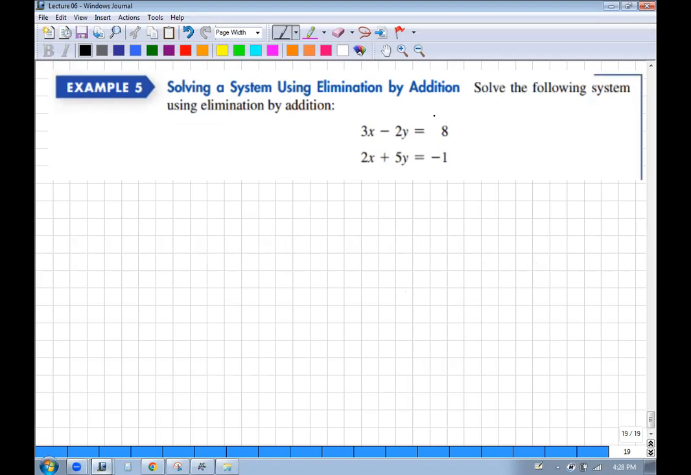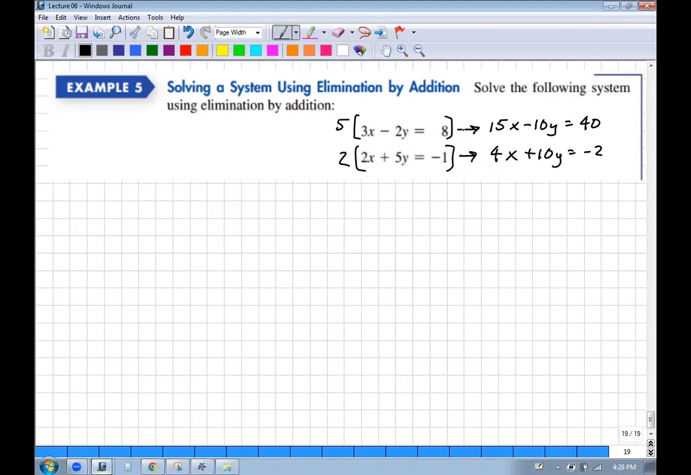I want to do elimination by addition. Well, if I add these, I'm not going to get rid of the x's. If I add these, I'm not going to get rid of the y's. So what I'm going to do is multiply everything here by 5, and everything here by 2. I'm going to get a new set of equations. I will get 15x minus 10y equals 40. And this one would become 4x plus 10y equals minus 2.